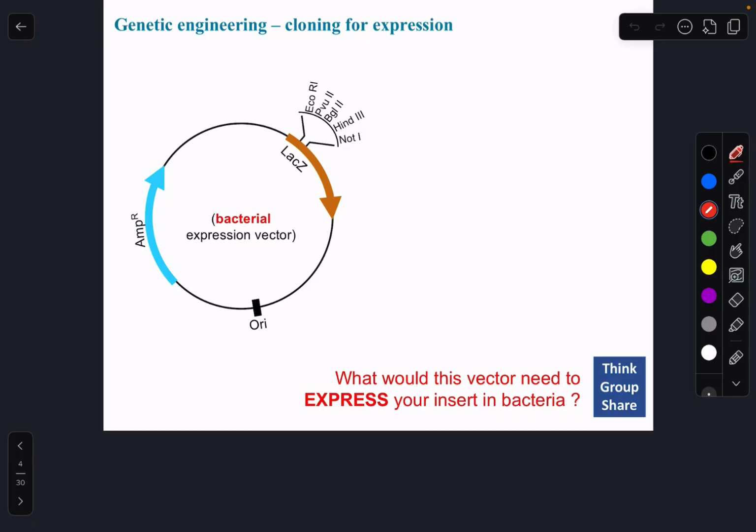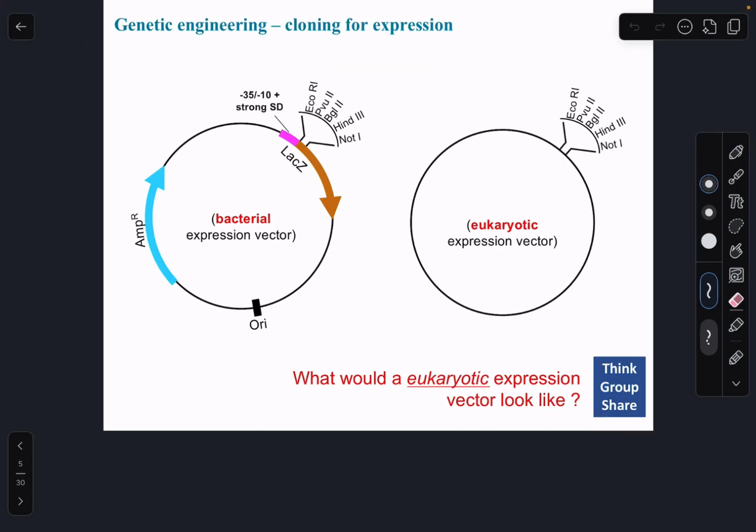What do you think this vector would need if you wanted to express a lot of the gene that you're introducing into this bacteria? That's right, a promoter, right? So that way the cell knows that this is a gene that needs to be transcribed. And what is a promoter like in bacteria? Do you remember? The Shine-Dalgarno is part of it, if you will, something close. It's that famous minus 35 and minus 10 sequences, right?